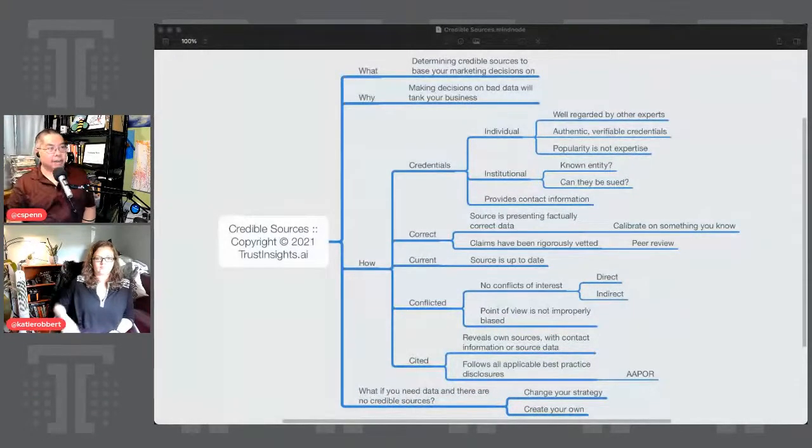There are 5 areas I think are important for credibility. One is the credentials, both of the individual and the sponsoring company. Like when Trust Insights publishes content in our newsletter, we are the institutional sponsor of the thing. And you ask questions like, is it a known entity, or, more crassly, can you sue this company? Like, if we give out bad advice, can you sue us?